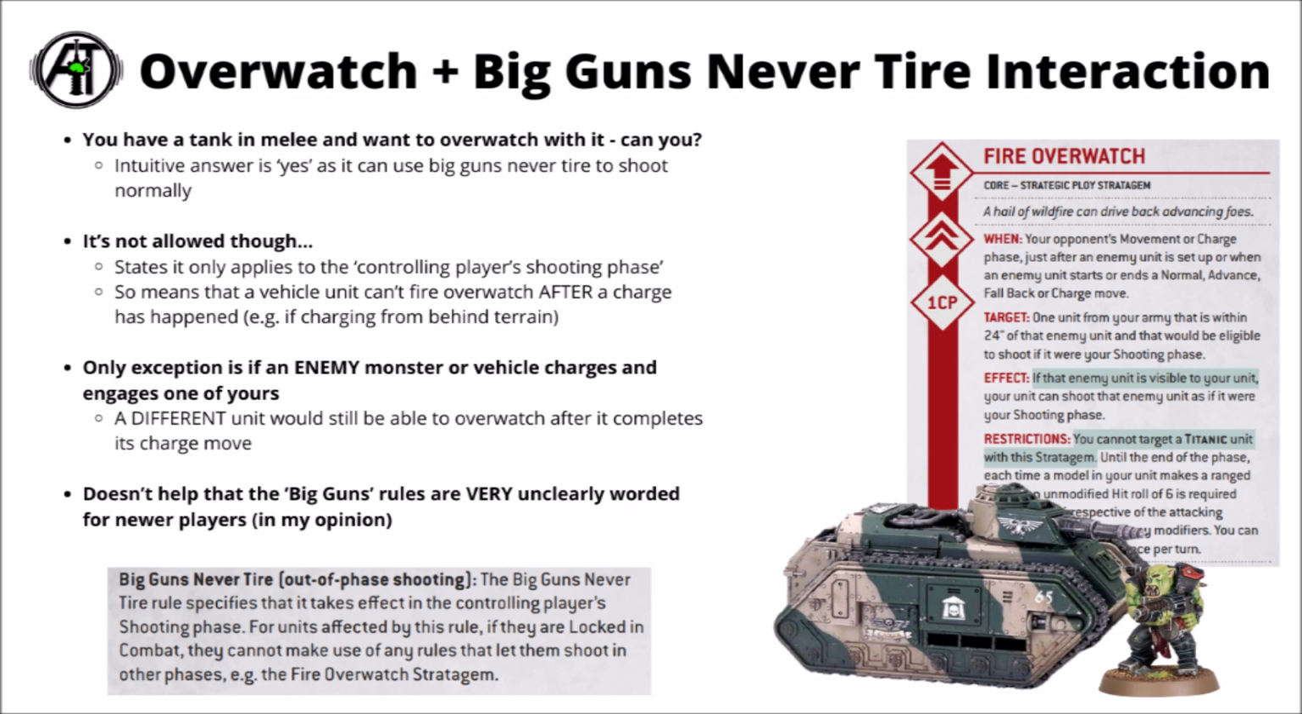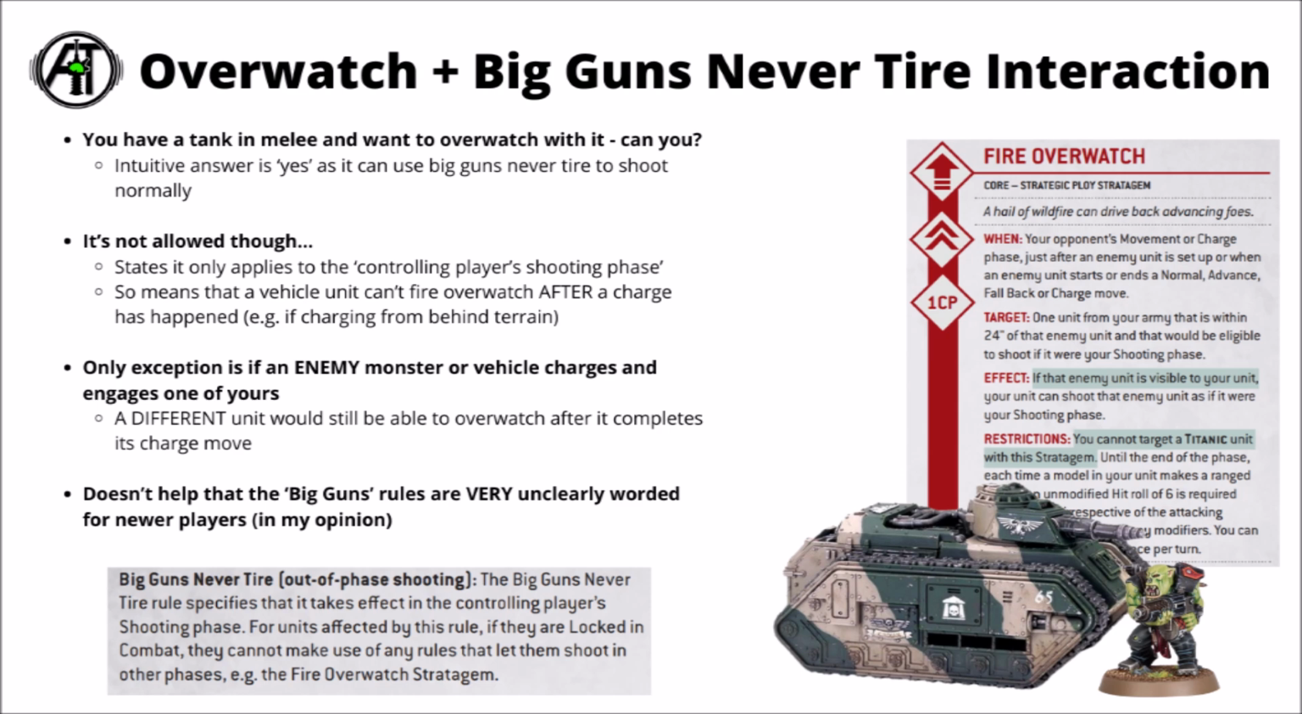Another common source of confusion is Overwatch and the Big Guns Never Tire interaction. Often the question is whether or not a vehicle that's in melee is able to fire Overwatch, maybe targeting something else moving up the board when they'd be able to fire normally in the shooting phase due to the Big Guns Never Tire rule. I feel like this intuitively feels like they should be able to, given that being within engagement range of enemy units doesn't stop them firing normally, but the way that the out-of-phase rules interactions work, it's actually not allowed.